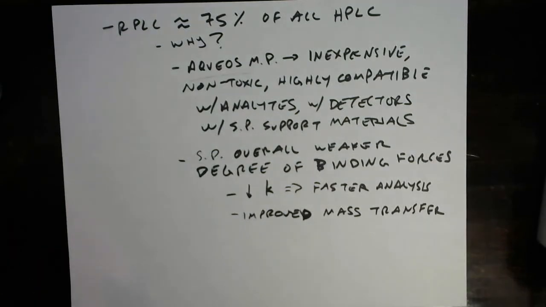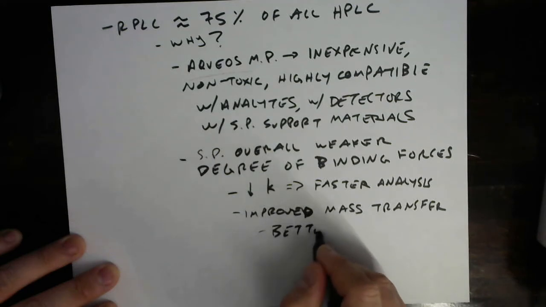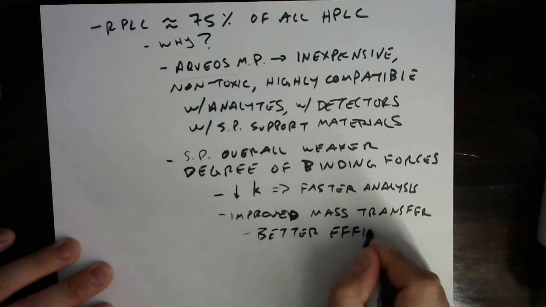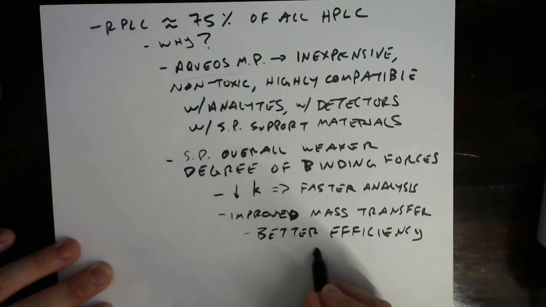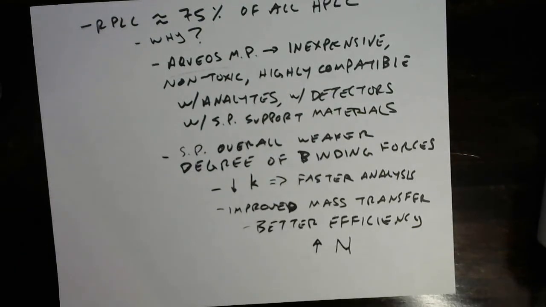If the stationary phase doesn't hold on to this stuff as strongly because the forces involved are weaker, then we're going to have faster kinetics into and out of that stationary phase. And that is going to give better peak efficiency. To remind you what that means: increased number of theoretical plates.